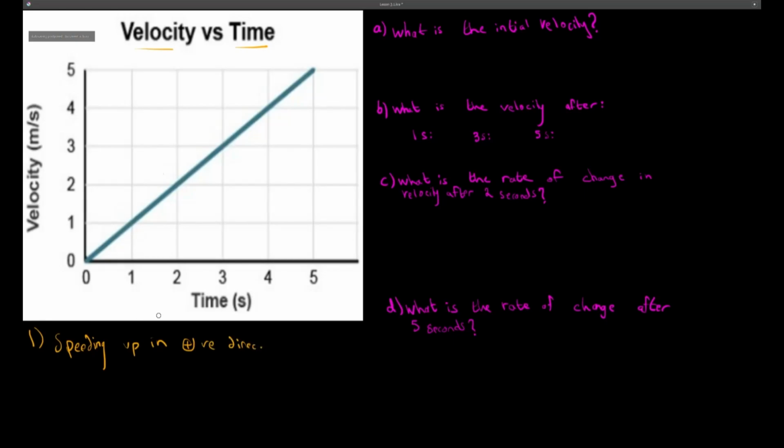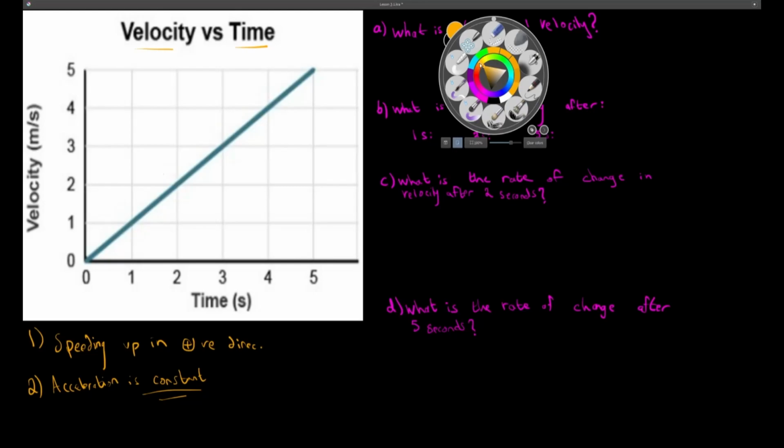So, secondly, what can we say about its acceleration? Well, if we were to calculate the slope of this, it would give us the acceleration, and no matter where in a linear line you calculate the slope, it would be the same value. So meaning that the acceleration here is constant. Constant acceleration. All right, now to the questions.